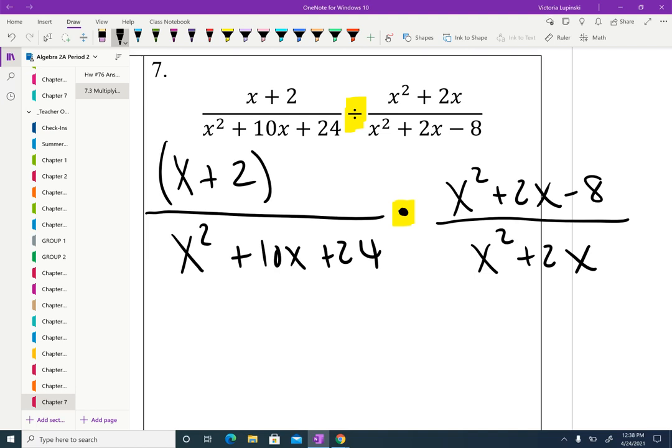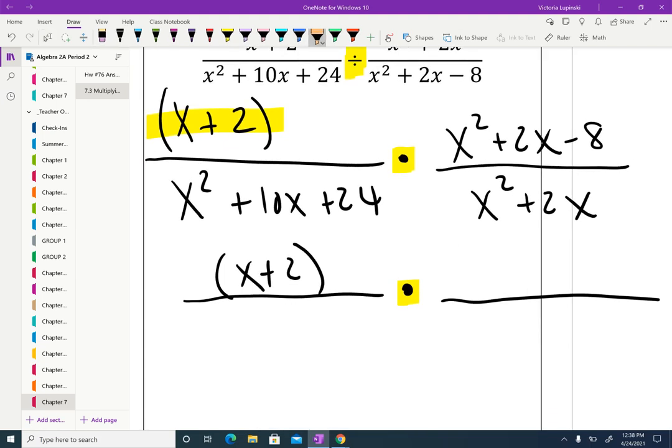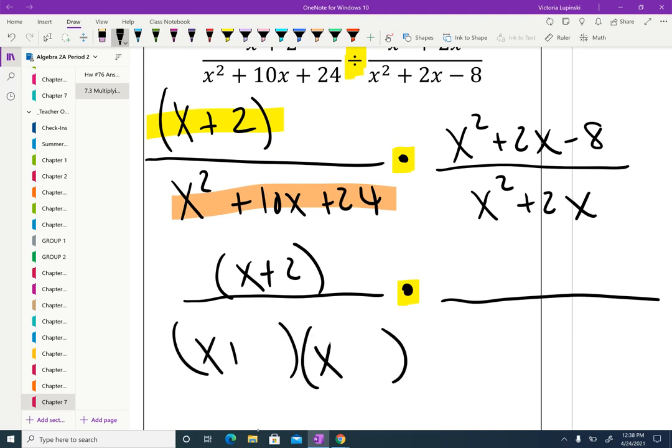So you're going to try to factor everything in sight. So starting with this first fraction here, and then again, multiplication, second fraction here, the x plus 2 looks to be good exactly as it is. Then if I look at the bottom left, factors of positive 24 that add up to be a 10. So that looks like 4 positive and 6 positive.